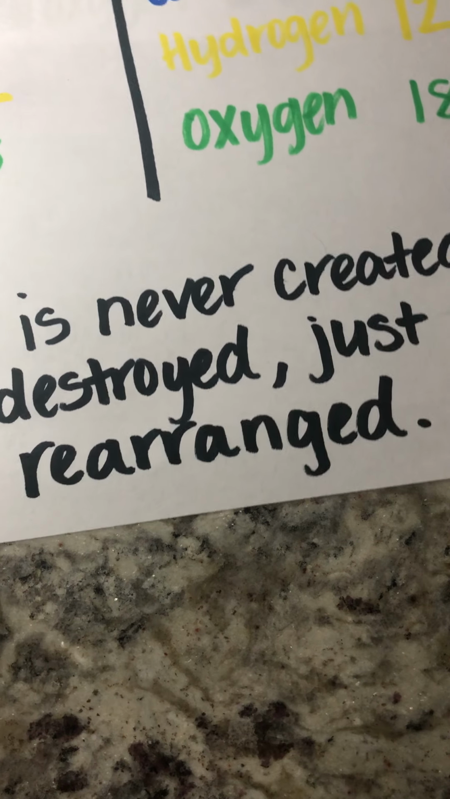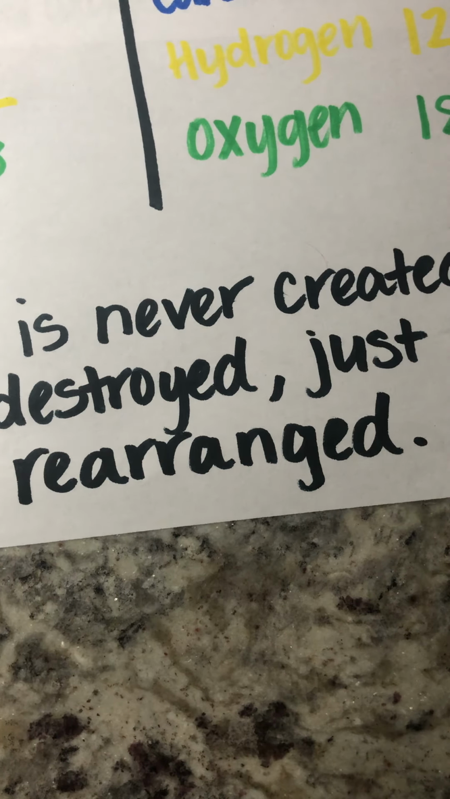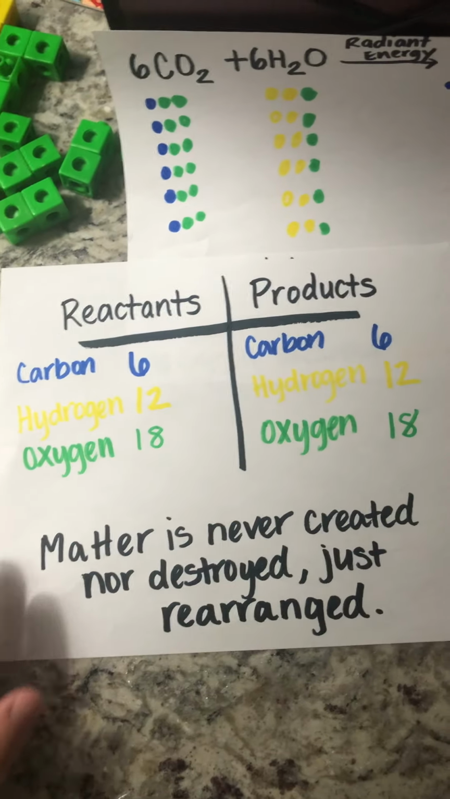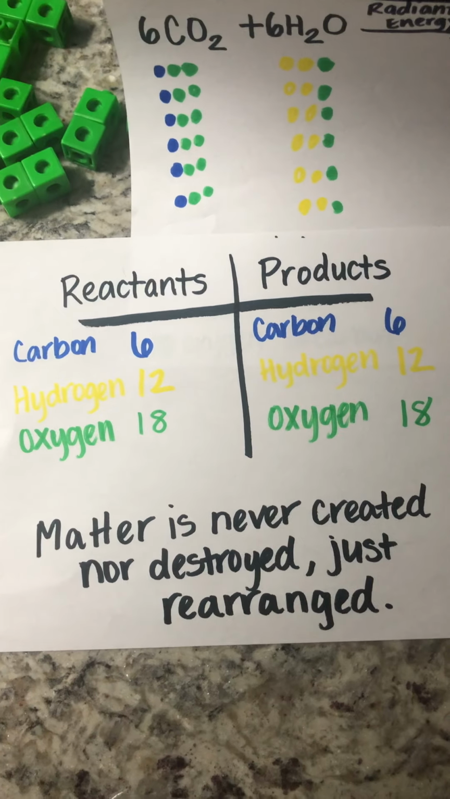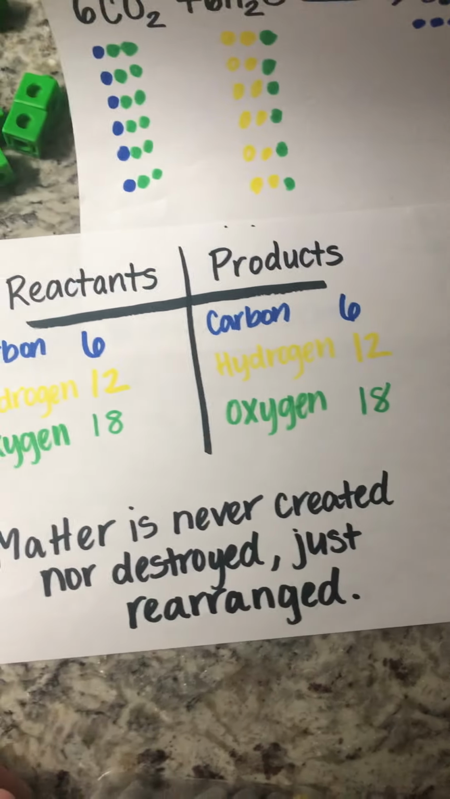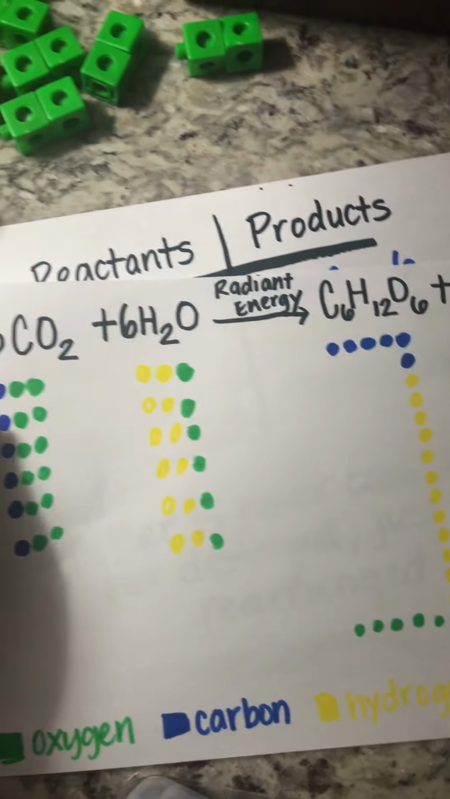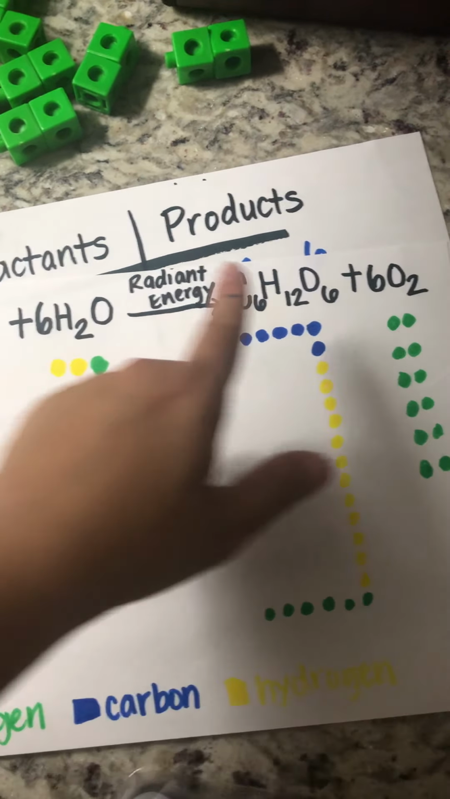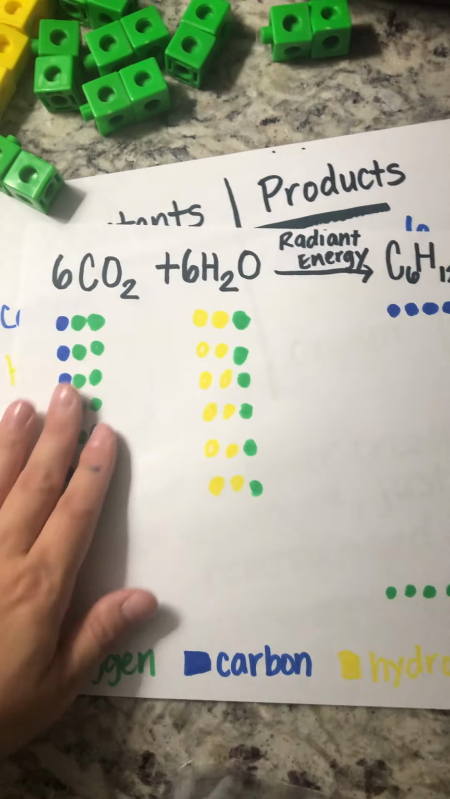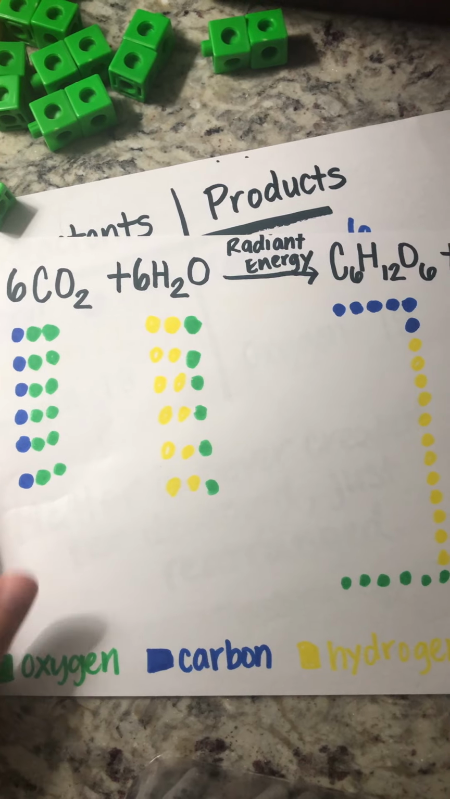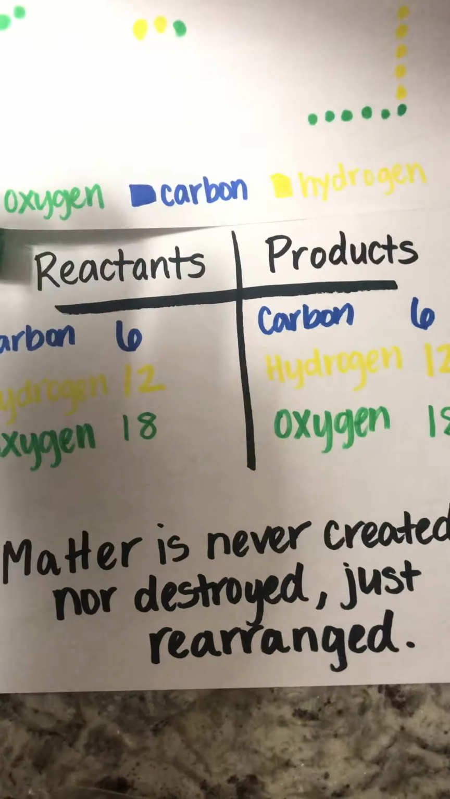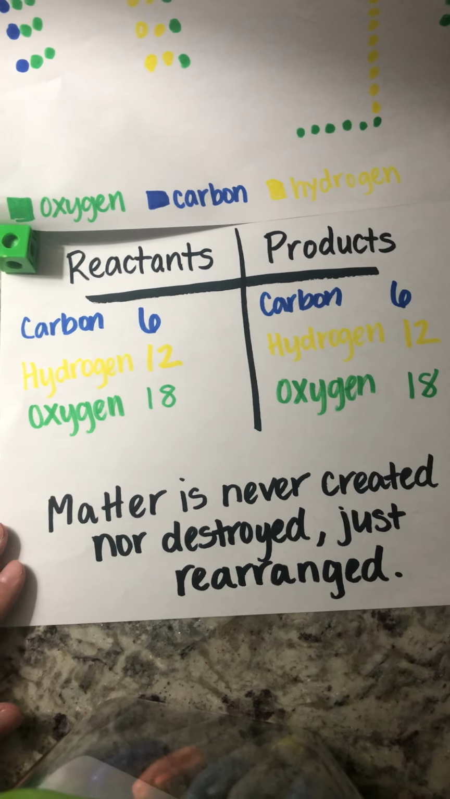What that means is that nothing came out of nowhere, and nothing disappeared out of nowhere. Everything was just rearranged to create something new. Okay? We rearranged this stuff to make something new on this side. But we used everything on this side. We didn't have anything left over. We didn't have anything extra, and we weren't missing anything. So that's what it means. Matter is never created nor destroyed, just rearranged.